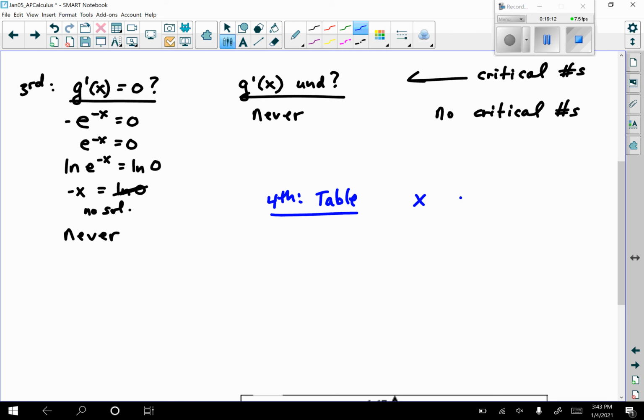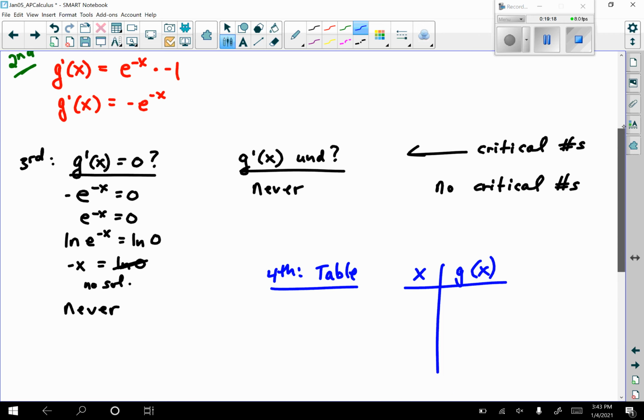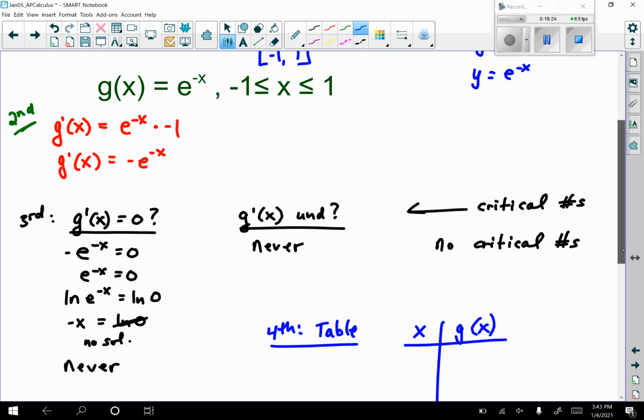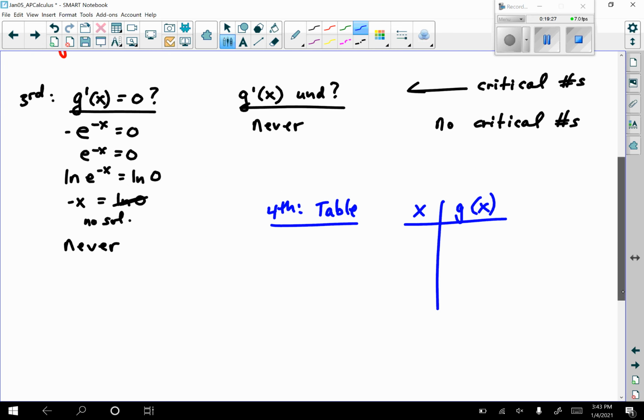So we're going to have x, we're going to have g of x. What numbers are we going to include in our table? Well, if we had any critical numbers, we would. But we also need to include the 1 and the negative 1 from the endpoints of the interval. So in this case, we want 1 and negative 1. So again, g of x is equal to e to the negative x. So g of negative 1 becomes e to the opposite of a negative 1. So that just becomes e to the first, or e. And then g of 1 becomes e to the negative 1, or 1 over e.